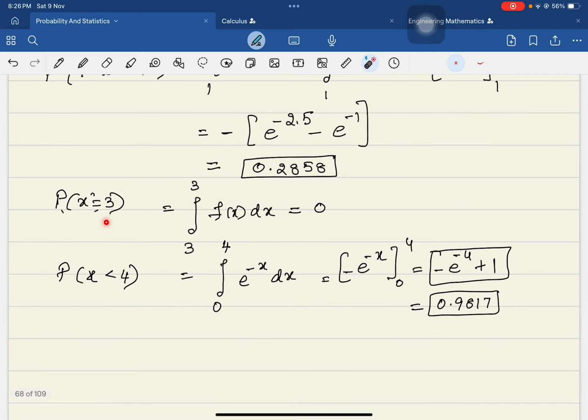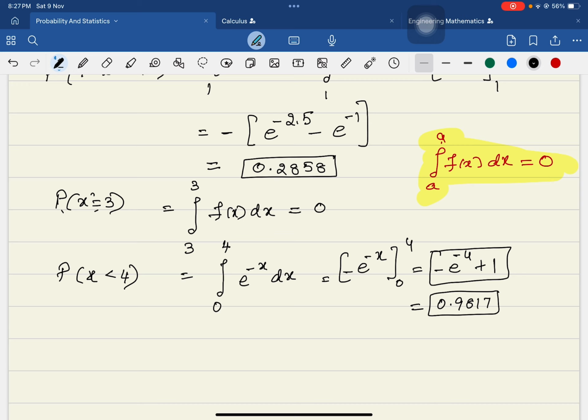Similarly, the probability of x equal to 3 is asked. Remember that x equal to 3 means, at that particular point, what is the area? From 3 to 3, whatever function you take, the value becomes 0. As an important note, the integral from a to a of f of x dx is always 0 whenever the limits are the same. So don't waste your time doing the integration; at exactly a particular value, it automatically gives you 0.